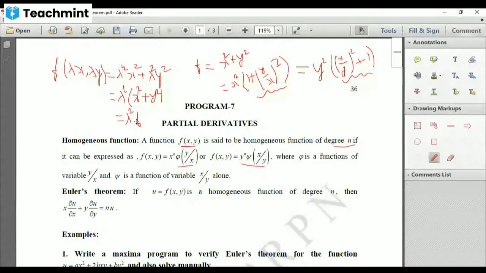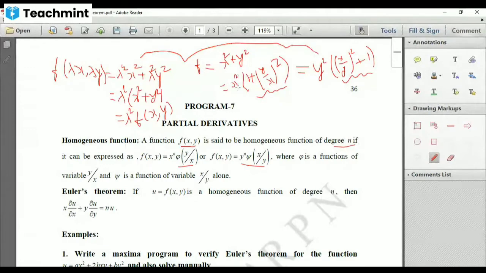So if you can take out lambda completely outside, and if f of lambda x comma lambda y is equal to lambda to the power of some power into f of xy, then we say that function is homogeneous. And what is the maximum power of lambda here? 2. Therefore, this will be a homogeneous function of degree 2. You can verify homogeneity by any of these three methods.